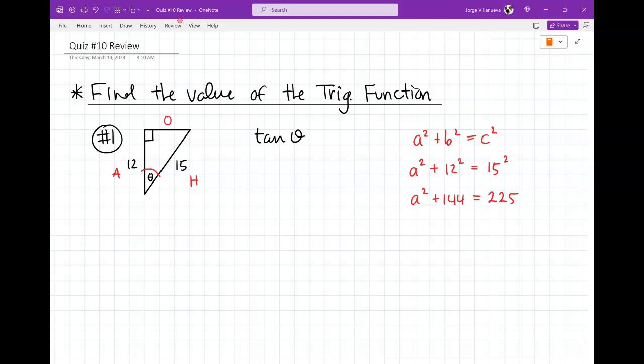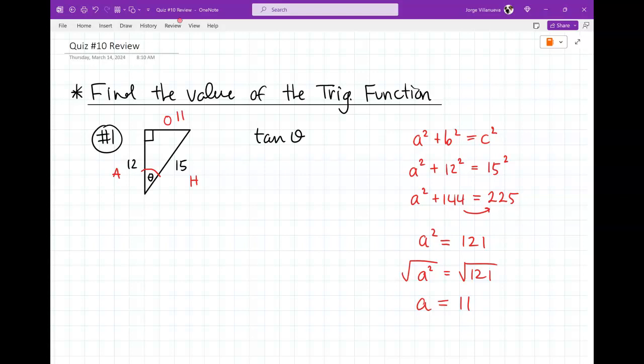Okay, and now I'm going to go ahead and subtract the 144 to the right side. So that's a squared equals 121. I think that's right. 1, 2, 1. Yeah, 121. So I'm going to take the square root of both sides. What's the square root of 121? That's 11, right? So my value is 11 for my opposite side.